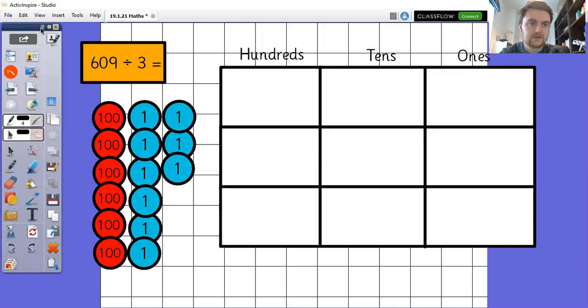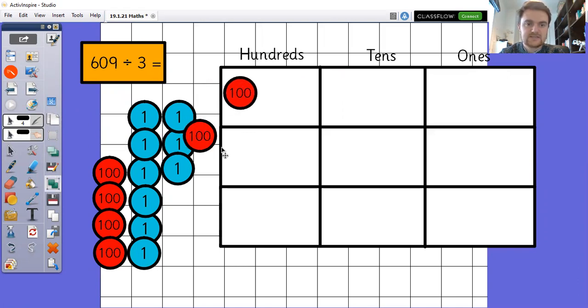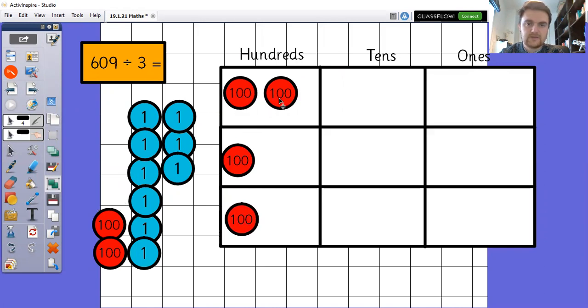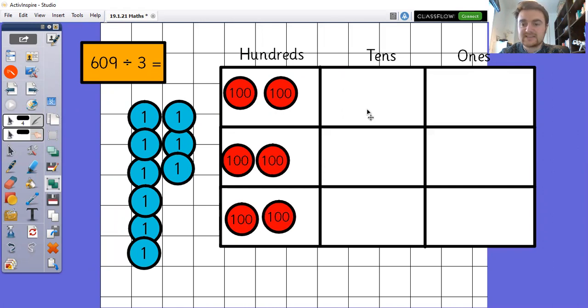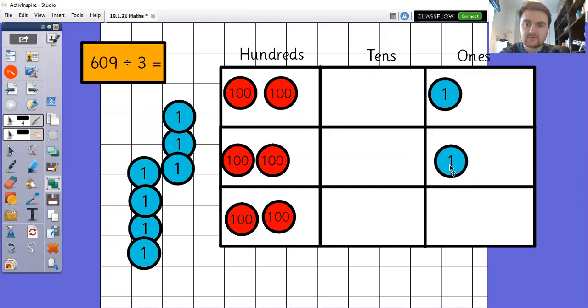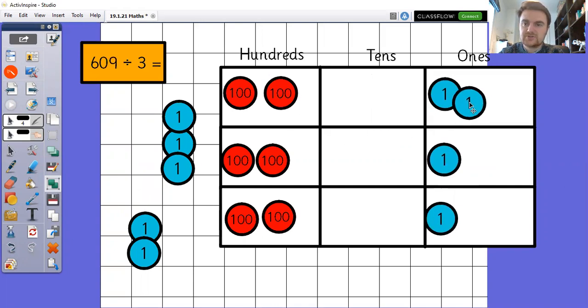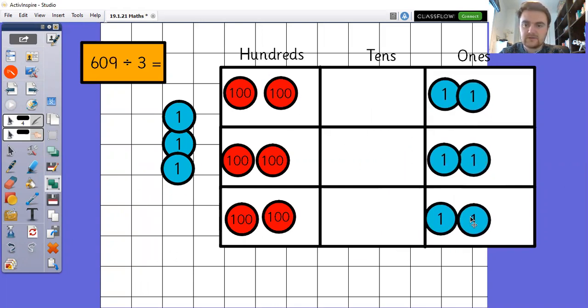So I will do the largest column first, the hundreds. I will share 600s between my 3 rows. Each row ends up with 200s. I haven't got any 10s to share, so all of those will be 0. That's absolutely fine. And then I've got 9 ones to share between 3 rows, and I might know already that 9 shared between 3 gives us 3.